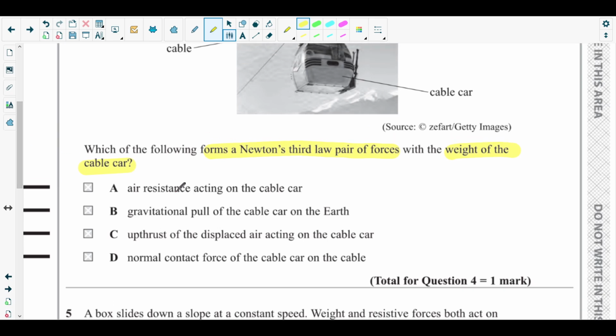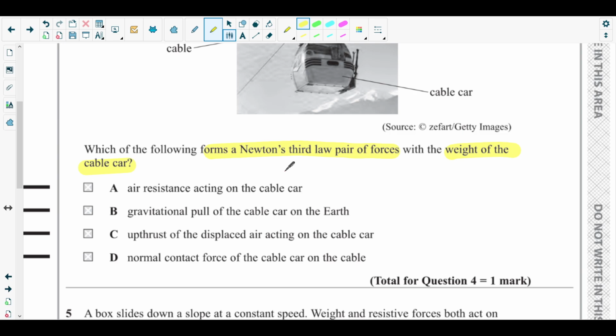Look, the first option is A, air resistance acting on the cable car. Air resistance is not due to the weight. Weight is basically the force of gravity, the pull of the earth, the force by which the earth is attracting an object within its gravitational field, right? So this is not due to the air resistance, right?